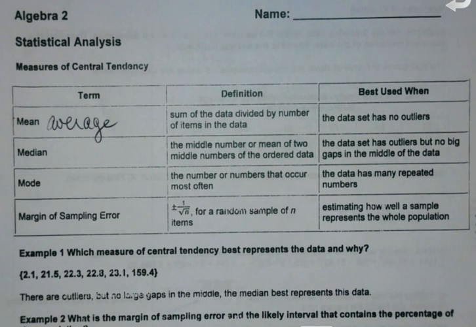I guess they just wanted another M word to blend in with all the other M words here. But again, that's just adding up all the numbers of the data that you're working with and dividing by the number of items that you're working with. But we're going to start figuring out which type of data is best to use. Because again, you can mess with statistics to basically make it say anything you want.